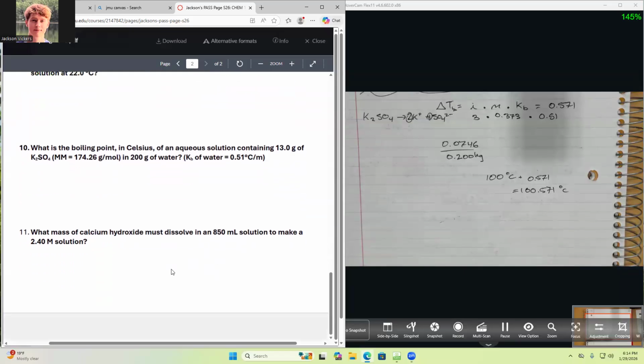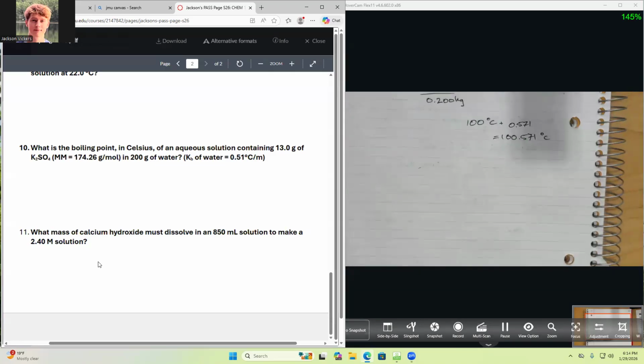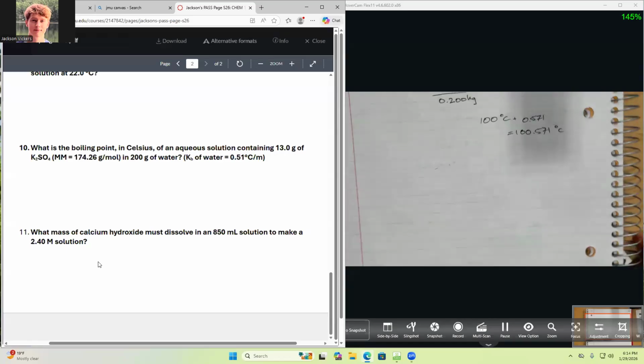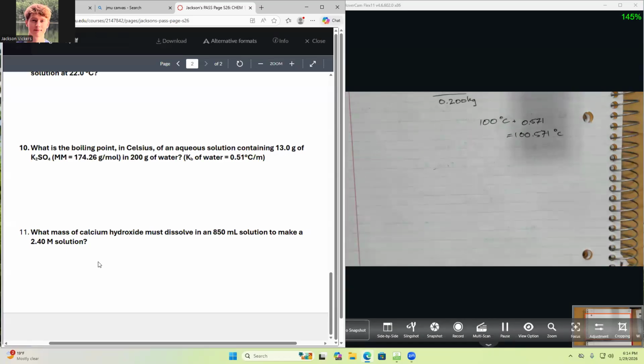Cool. Those are all very good questions. Last one here, I think, is going back to concentration stuff. So this is again more from the snow day. What mass of calcium hydroxide must dissolve in 850 mL to make a 2.4 molarity solution? We'll spend a few minutes working on this one.